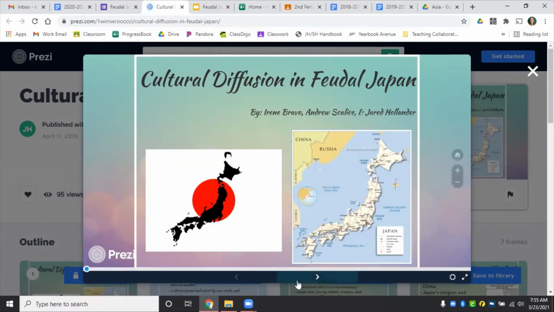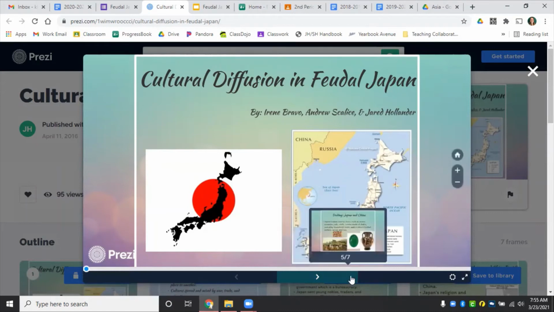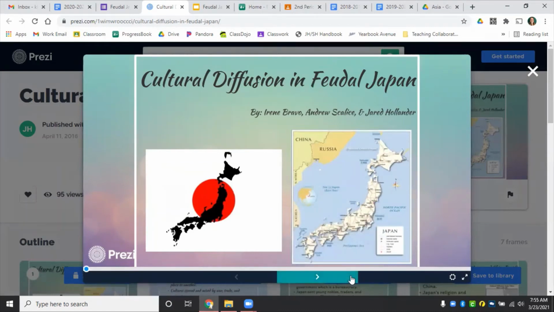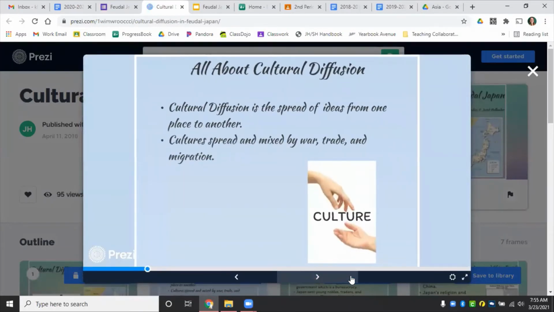So you see this blinking arrow down here. This tells you how you're going to go from one slide to the next. So you'll click this arrow, and this will take you to the next one. So we know that cultural diffusion is the spread of ideas from one place to another. Cultures spread and are mixed by things like war, trading, and migration, people moving from one place to another and sharing their experiences and their cultures. So we've talked about war, we've talked about trade. Migration is also another way that cultures are spread.